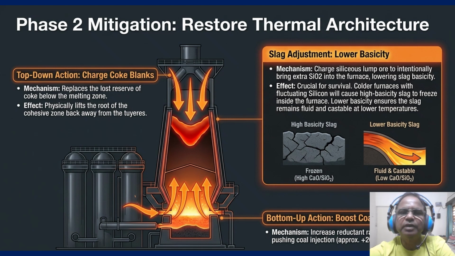from both ends. That is, the top-down action involves charging coke blank. This replaces the lost reserve of coke below the melting zone and physically lifts the root of the cohesive zone back away from the tuyeres. Simultaneously, look at the slag adjustment box. We lower basicity by charging siliceous limestone to bring extra silica into the furnace.